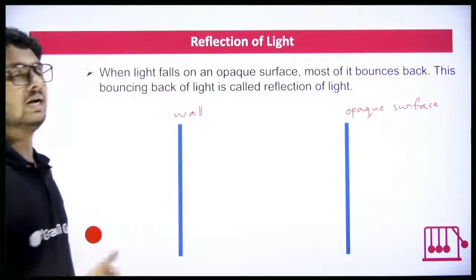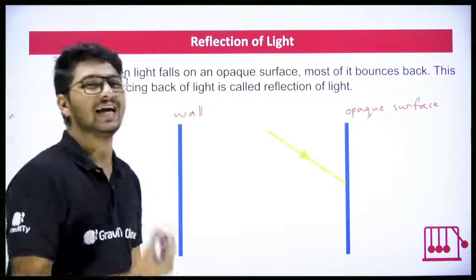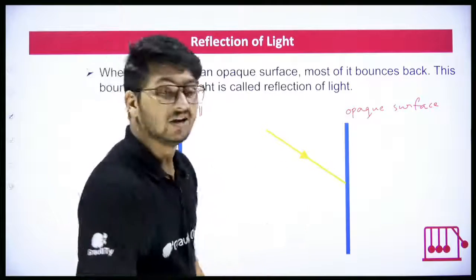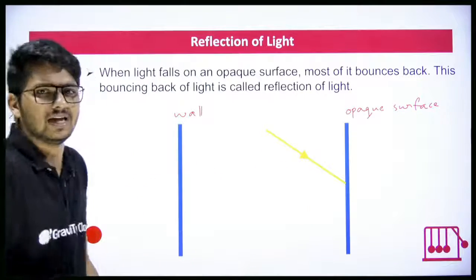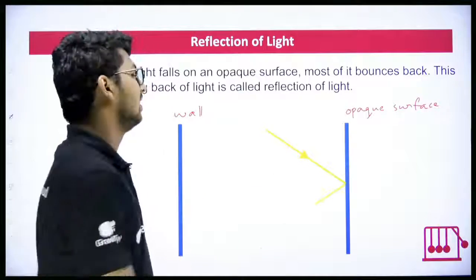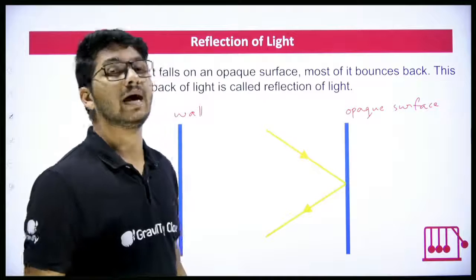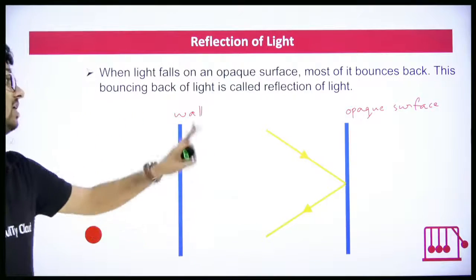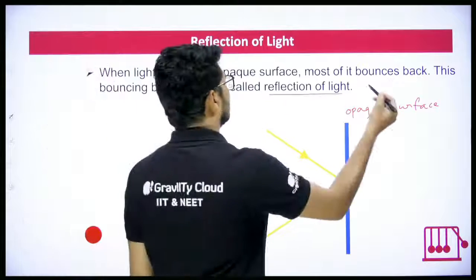So whenever you take any opaque surface and a light ray is incident on it, it bounces back because it cannot pass through. What happens instead is it comes back, it bounces back. This bouncing back of light is called reflection of light.